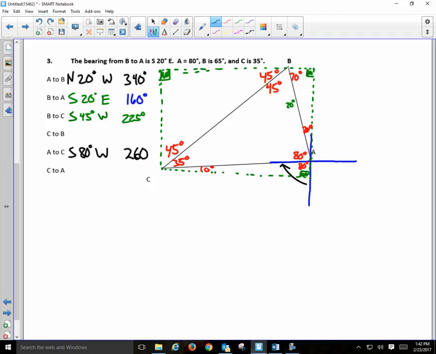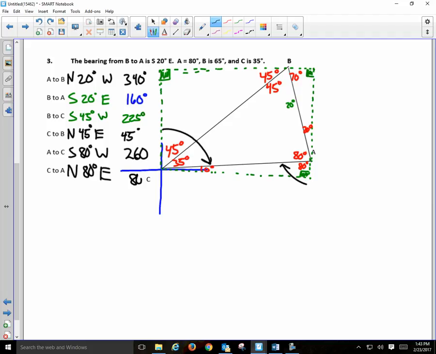Then I move to C. General direction of C to B. 45, 45. From C, how many degrees do you turn to get to A? 80. So from the north, 80 degrees, turn to the east. 80.